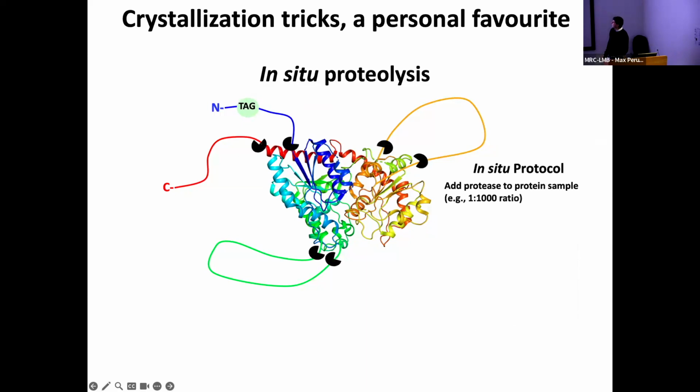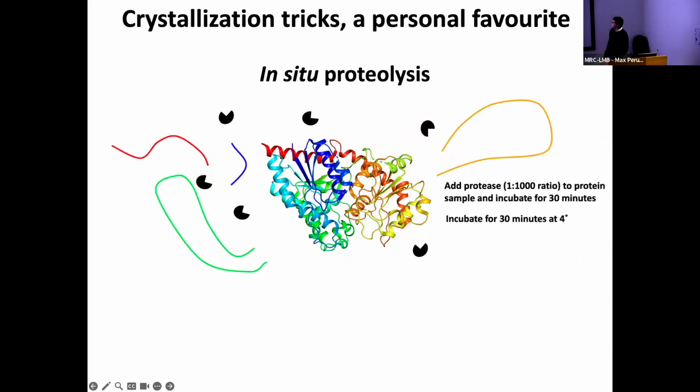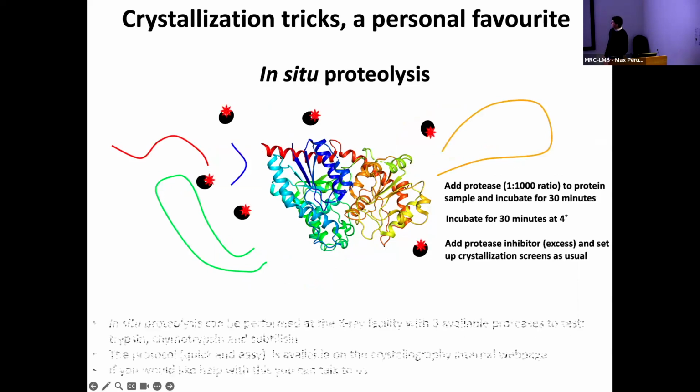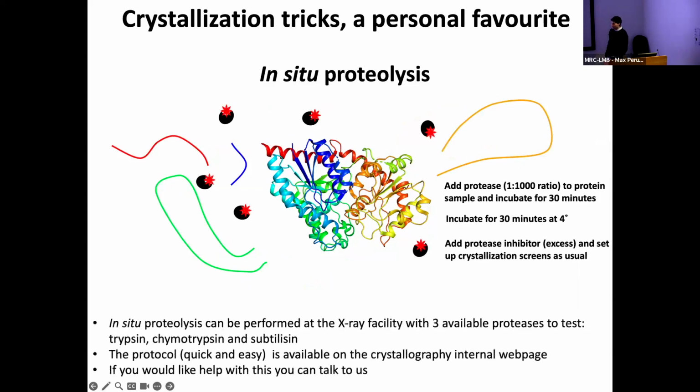So how the protocol works: we add the protease. Hopefully, we cleave off your flexible loops. Then we add an inhibitor. And then we put everything into crystallization. Hopefully, we're going to get crystals. We've got 3 different proteases available at the facility. So if you would like to try with some of your projects, please let me know.